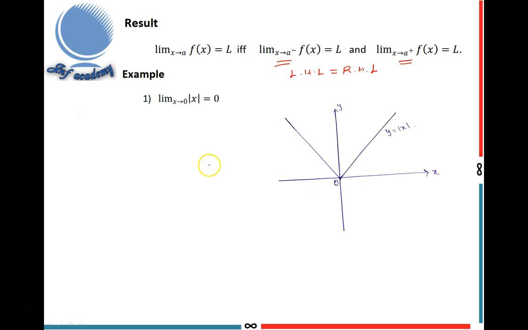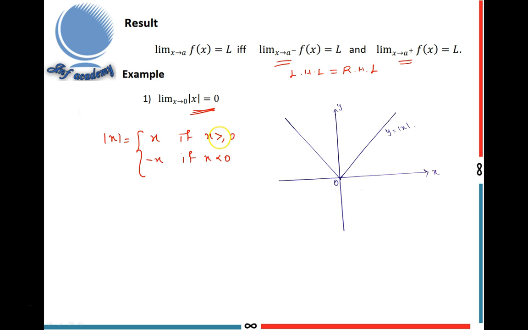Okay, here the limit as x tends to 0 of modulus x equals 0. I am going to explain this. What is the definition of the modulus x function? How to define the modulus x function? Modulus x equals x if x is greater than or equal to 0, and modulus x equals minus x if x is less than 0.